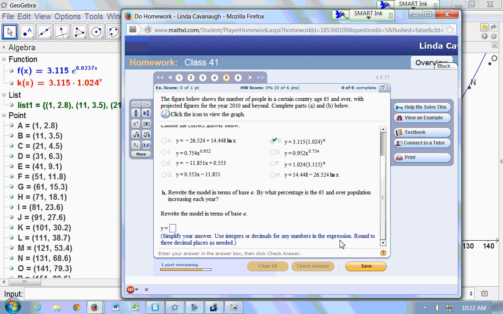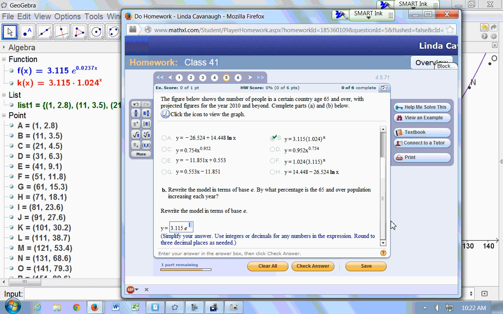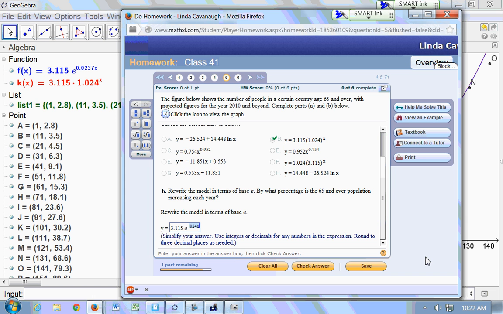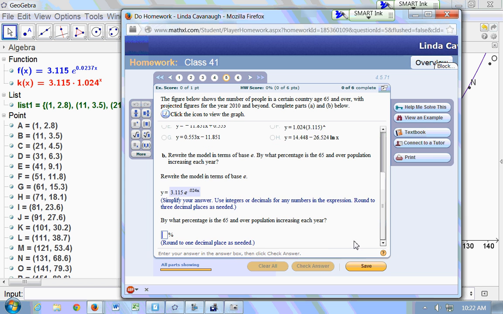Base e, round to 3 decimal places as needed. So this is 3.115 e to the 0.024 because they told me 3 decimal places. There we go. Okay, by what percentage did the 65 and over population increase each year?